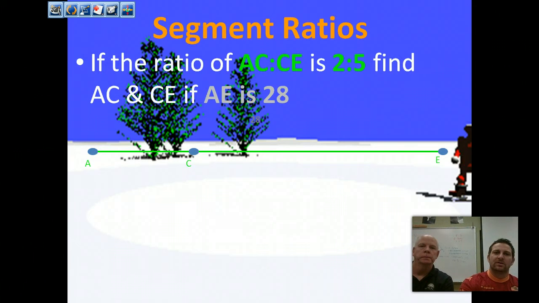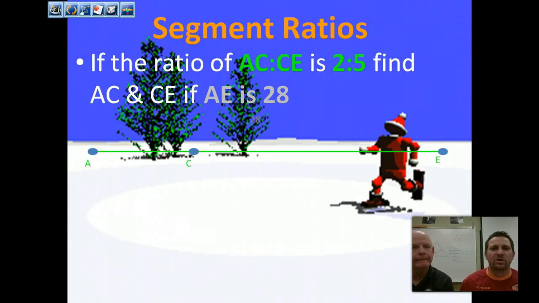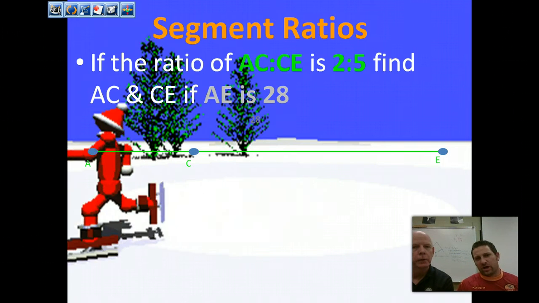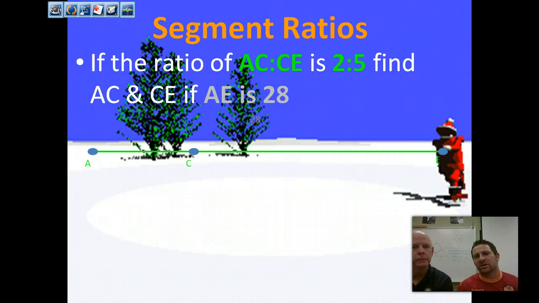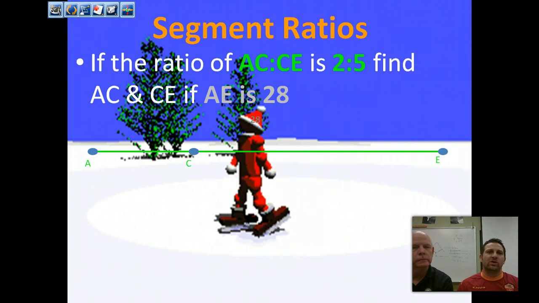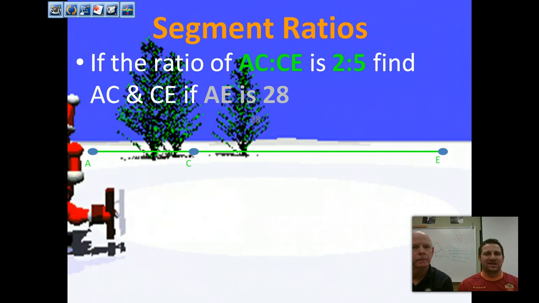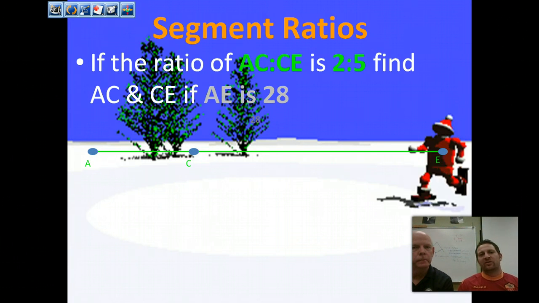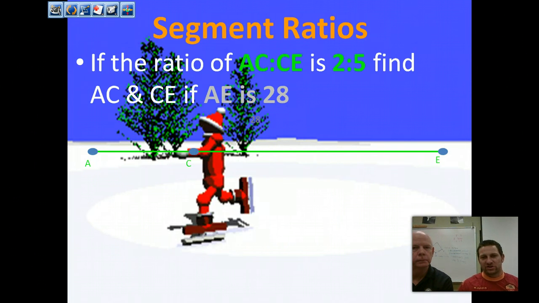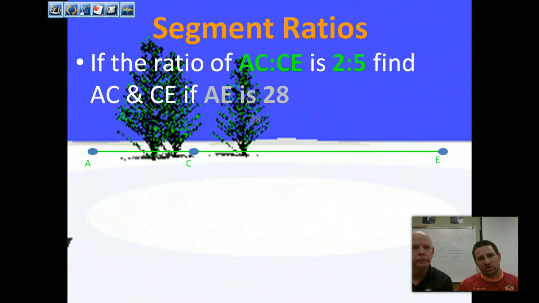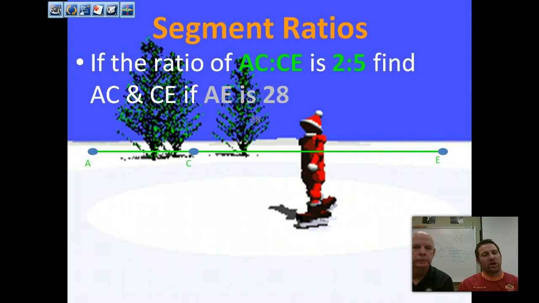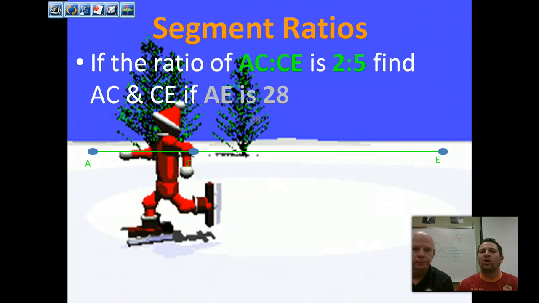All right, so segment ratios. This one is sometimes a little bit tricky for kids because you have to realize what it's saying here and then put everything together. If you look at this one, it says if the ratio of AC to CE is 2 to 5, then find the ratio of AC and CE if AE is 28. Notice the ratio is basically part to part. So then, what's part to part if the whole is 28?